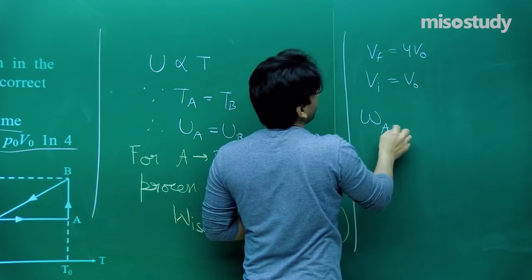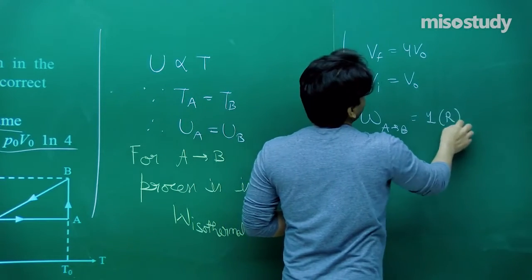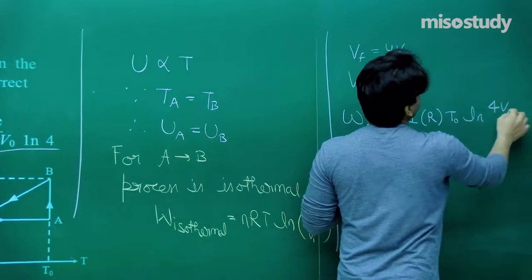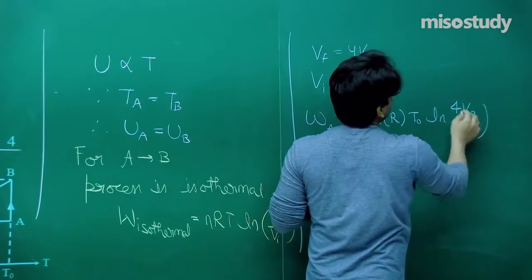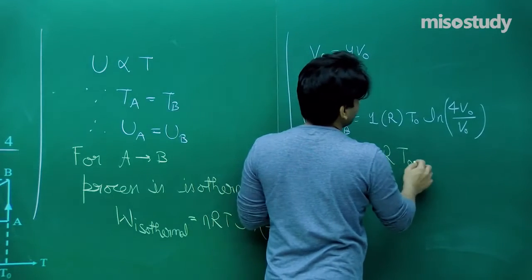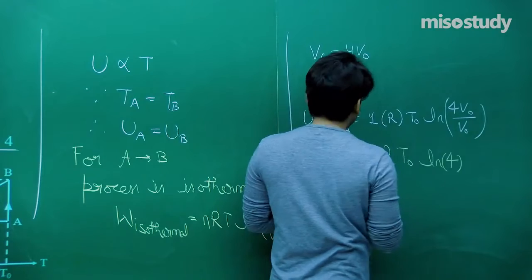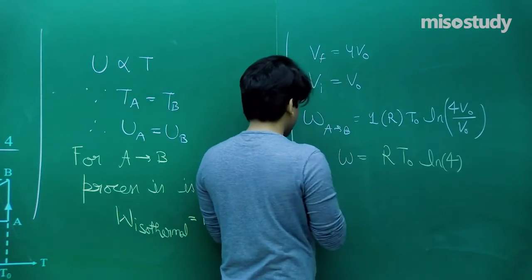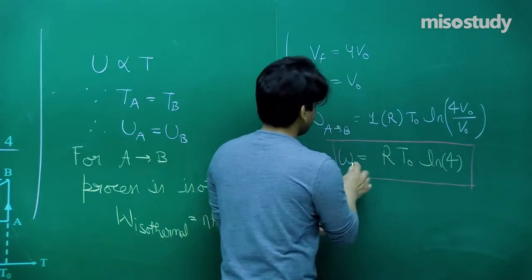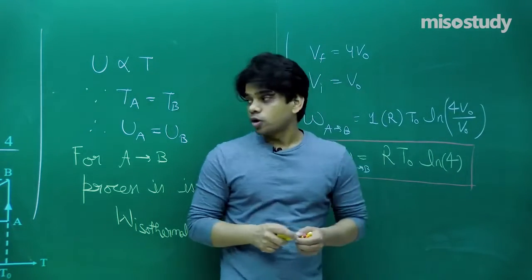So work done from A to B for an isothermal process: n is 1, R as it is, temperature T0, ln of 4V0 divided by V0. That is RT0 ln 4. You are going to obtain this. Let us check with the given result. Work done we obtained for A to B is RT0 ln 4.